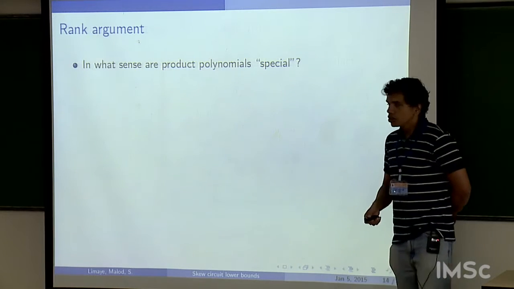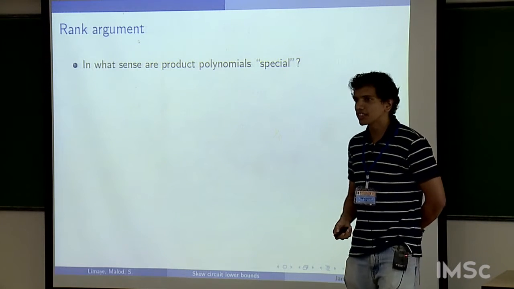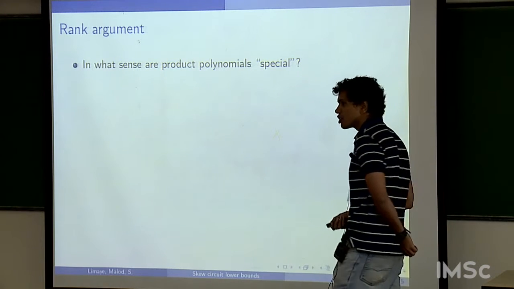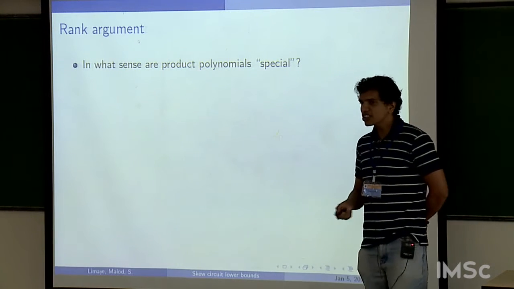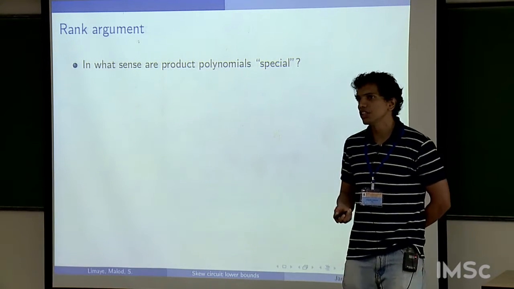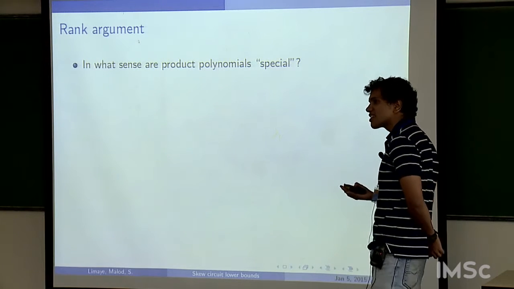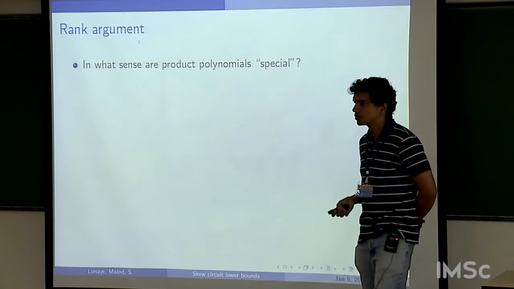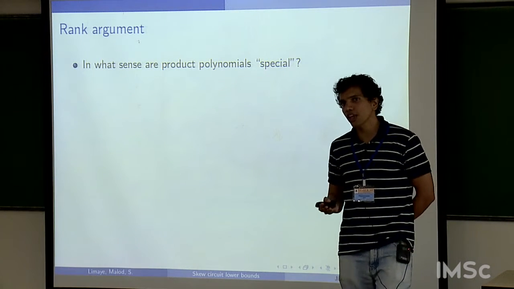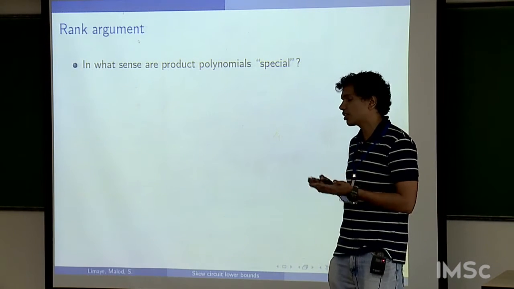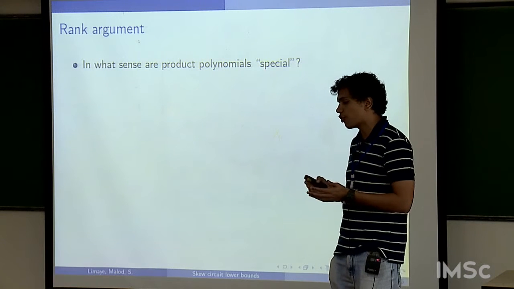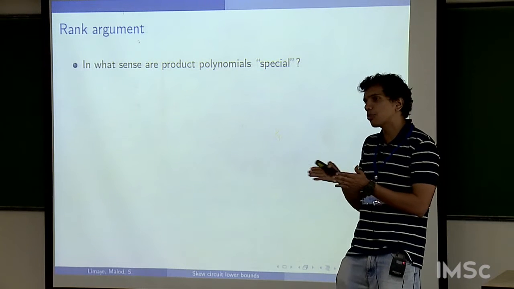Let's try to understand the second phase of Nissan's argument, which is the rank argument, the linear algebraic phase. To understand this, let's ask ourselves the following question. I just defined these product polynomials in the previous slide. In what sense are these product polynomials special? The reason we want to answer this question is because our function, the thing that has a small formula, is a sum of a small number of product polynomials.